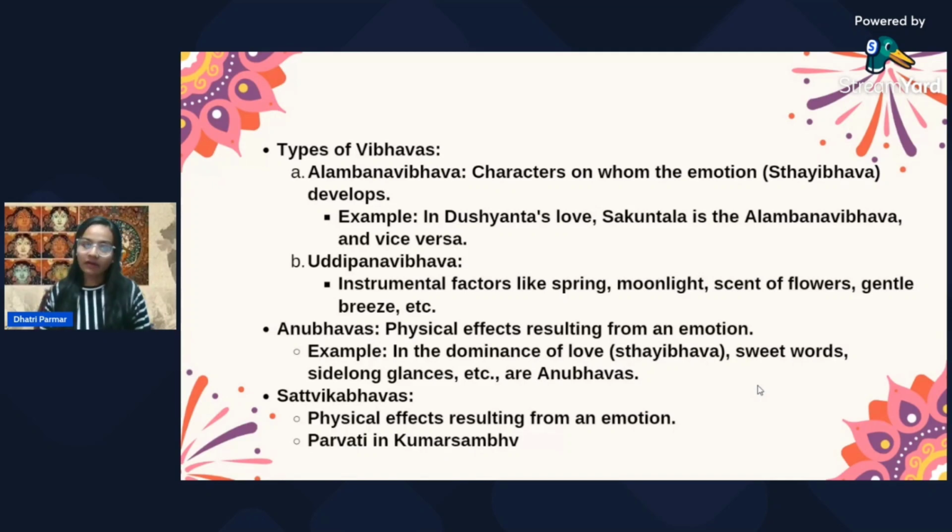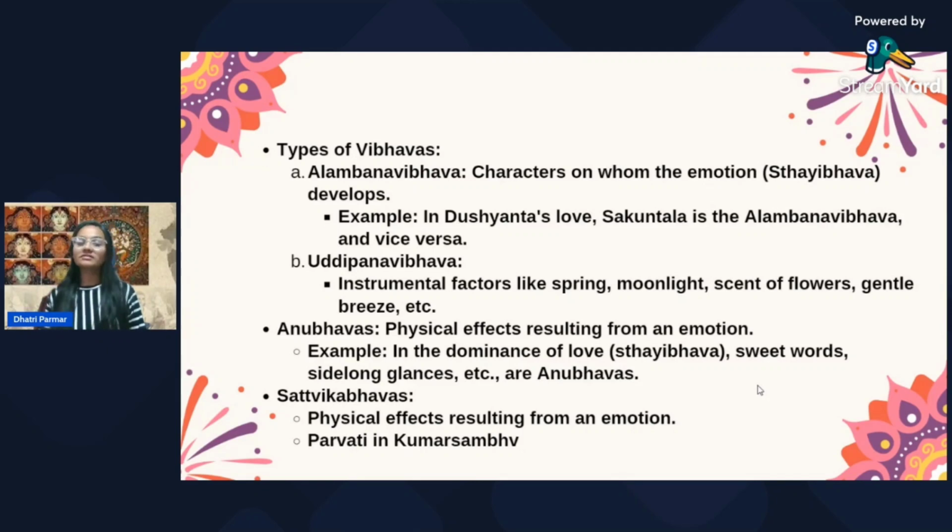Second is uddipana vibhava, the instrumental factors like spring, moonlight, scent of flowers, gentle breeze, etc. For example, in Romeo and Juliet, when they both met in the garden, the garden is the uddipana vibhava, where all the things took place.